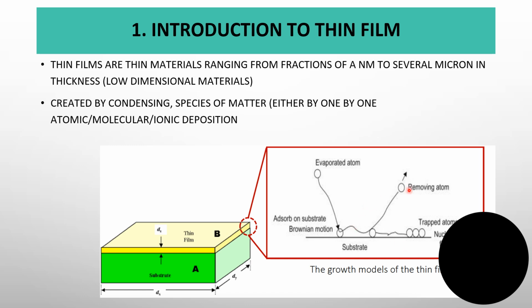Based on this model, you can see that the thin film starts by a random nucleation process followed by nucleation and growth stages. The nucleation and growth stages are dependent upon various deposition conditions such as growth temperature, growth rate, substrate surface chemistry, etc.